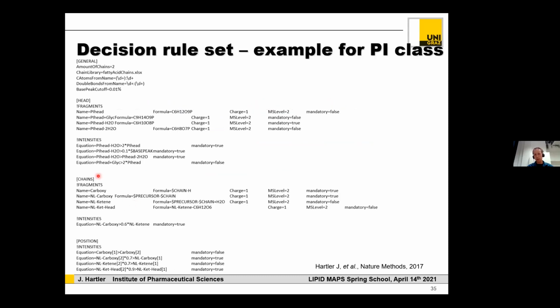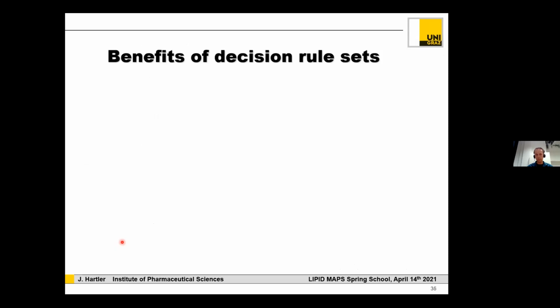And the whole decision rule set would look like that. So you have a head fragment. That means you verify the head group information. You have the fragment, and you have the intensity rules. The same you have for the chain section, fragment rules and intensity rules. And for the positions, you have only intensity rules. So we provide you with more than 1,000 rules in the LDA that we developed on authentic standards.